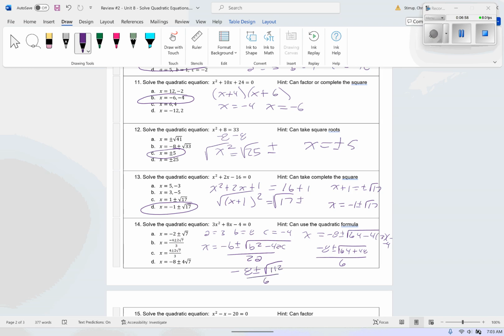Let's break 112 down. Looking for the biggest perfect square, 16 works. So root 112 is the same thing as root of 16 times 7. So that's 4 root 7. So I'm going to get negative 8 plus or minus 4 root 7 over 6. And I think I can reduce everything by 2. So that's going to be a 3, that's going to be a 2, that's going to be a 4. So I'm looking for negative 4 plus or minus 2 root 7 all over 3. Looks like that answer right there works.